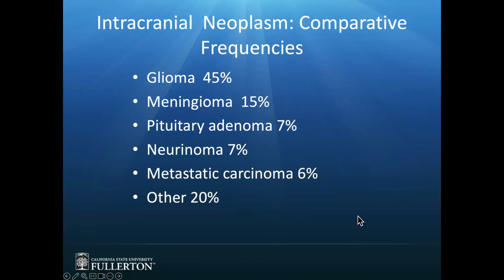And going to the next one, we're going to start this segment with intracranial neoplasms. Now, neoplasm just means new tissue. It's tissue that basically shouldn't be there. It would be a tumor or a cancer. And these are the most common types that affect the brain: gliomas, meningiomas, pituitary adenoma, neuronoma, and metastatic carcinoma, meaning the carcinoma type of cancer started someplace else in the body, often the lungs, for example, and spread to the brain, perhaps other areas as well, and then 20% others.